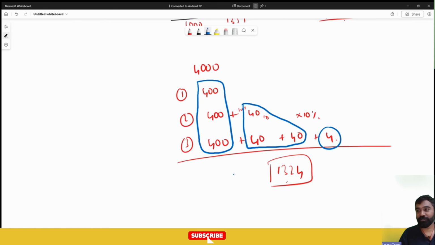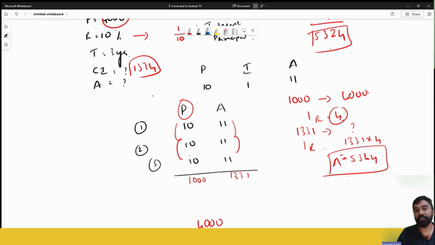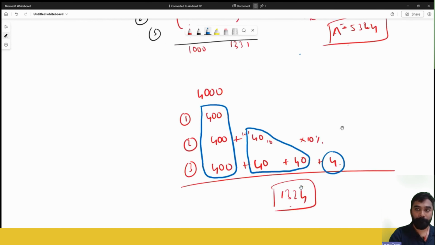Anyways, whichever is more comfortable to you, stick to it. This method, the reason I thought of it, is because you can directly find the answer. This becomes 1000, 4000, it becomes 1:4. Clear? Yeah.